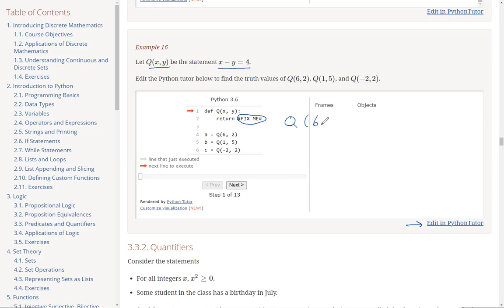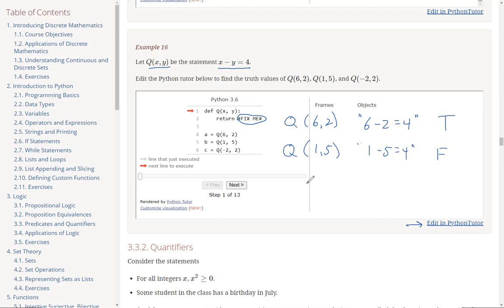Q of 6 comma 2 would be, let's not use an equal sign there. This would be the statement or the proposition 6 minus 2 equals 4. Well, that's true, right? Because 6 minus 2 does equal 4. Q of 1 comma 5 would be the statement 1 minus 5 equals 4. Well, that's going to be false because 1 minus 5 is negative 4. And so on and so forth.